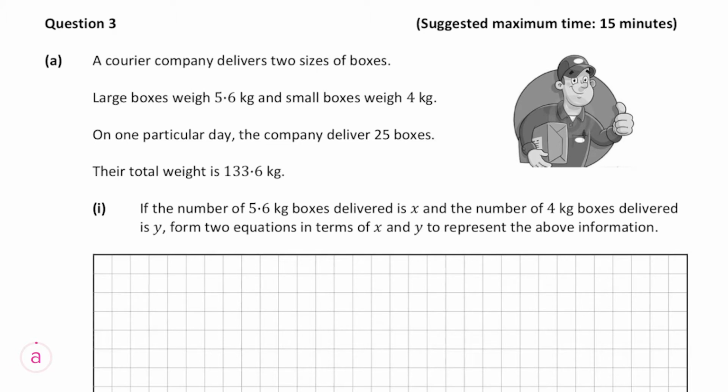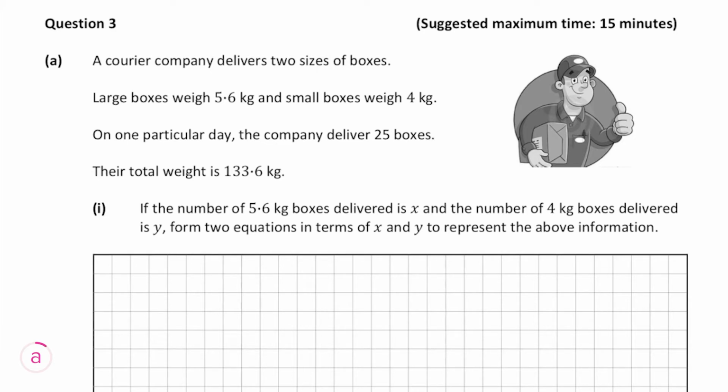Here's the question we're going to be looking at today. We're given a problem where a courier company delivers two sizes of boxes, large boxes which weigh 5.6 kg and small boxes which weigh 4 kg. We're told that on a particular day, the company delivers 25 boxes which have a total weight of 133.6 kg.